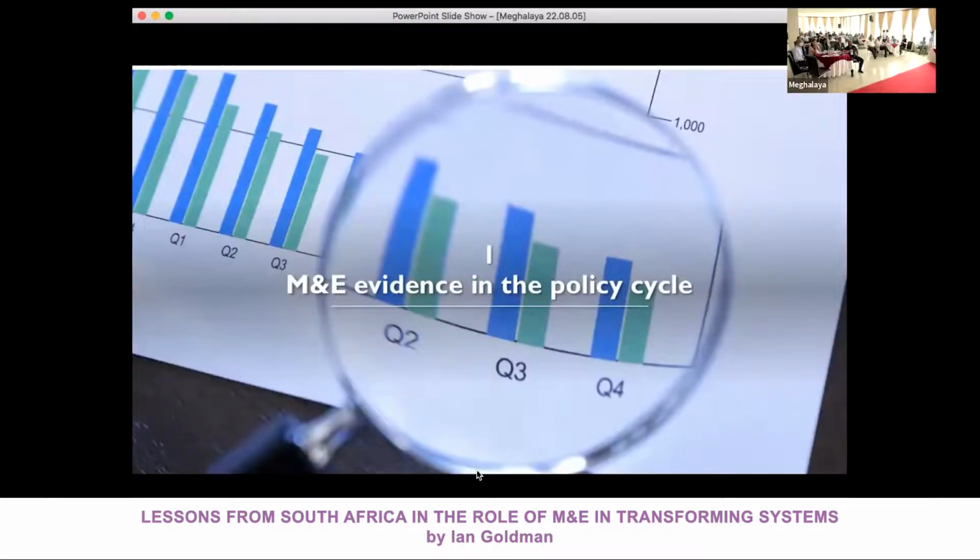So what I'm going to try and talk about is I'm going to cover three main areas. One is to talk about using monitoring and evaluation evidence in the policy cycle and why monitoring and evaluation can be a very important tool. It can also be part of the problem and a compliance exercise. And then I'll talk about some lessons from South Africa around using monitoring and evaluation evidence. And if we get time, we'll do a little bit of an exercise. We'll see how time goes. And otherwise, I'll leave a bit of time for questions and answers.